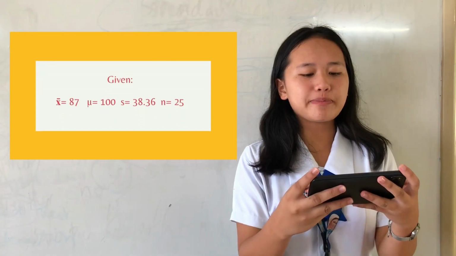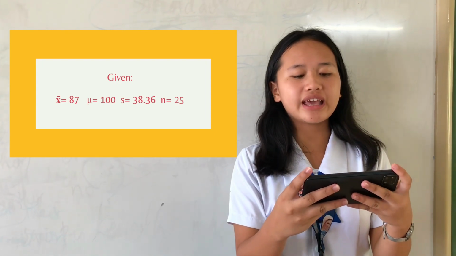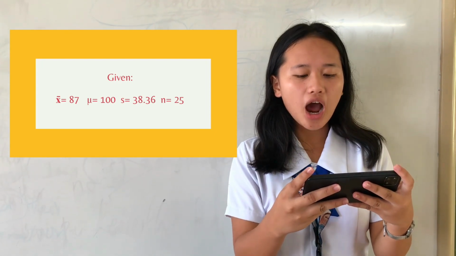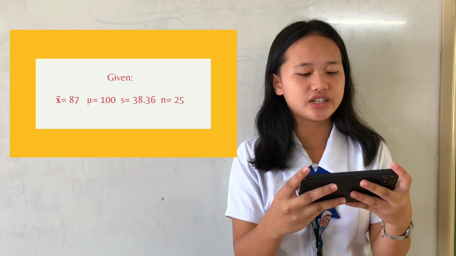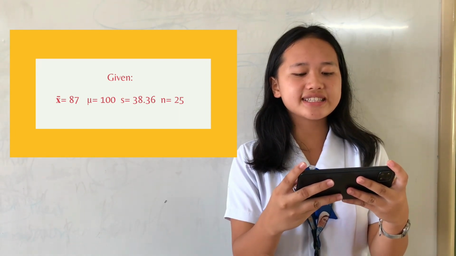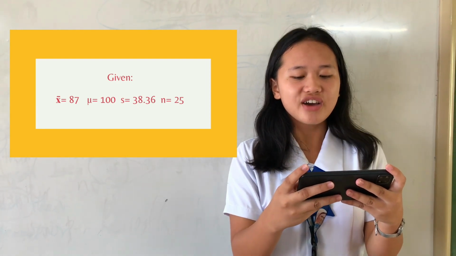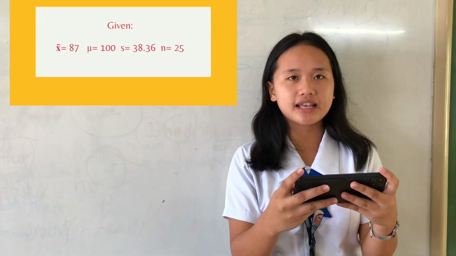The given of the problem to get the hypothesis testing: our sample mean X bar is 87, our population mean is 100, the standard deviation is 38.36, and the sample size is 25. To get the hypothesis testing, follow the steps in a hypothesis testing.